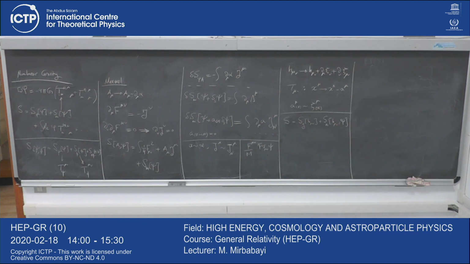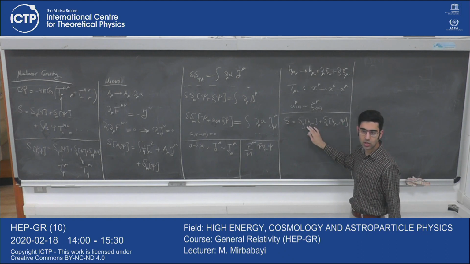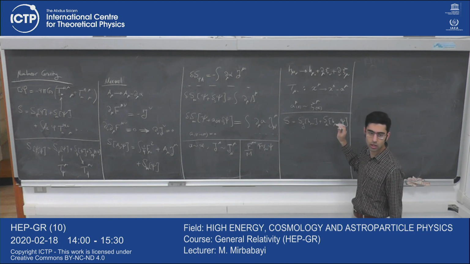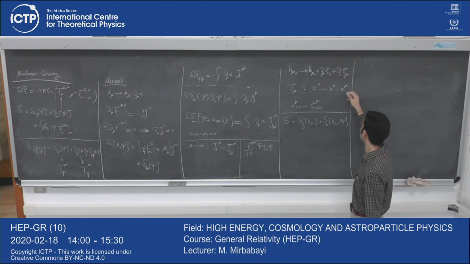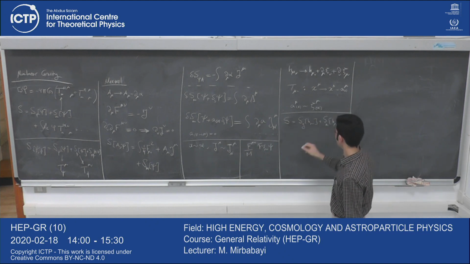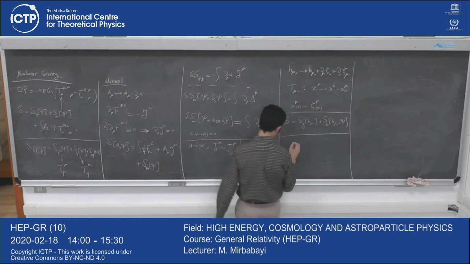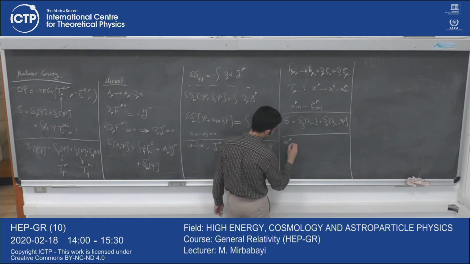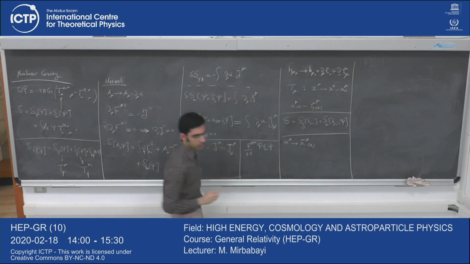Okay, so now, therefore, our strategy would be to just find the rules to construct these actions which have this symmetry, which are invariant under the general coordinate transformation. Or in general, now I can just say that I want to construct an action which is invariant under x mu going to an arbitrary x tilde mu of x.